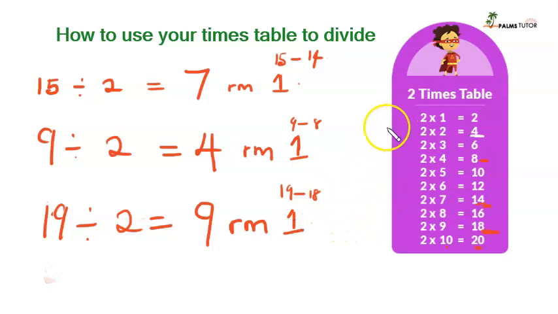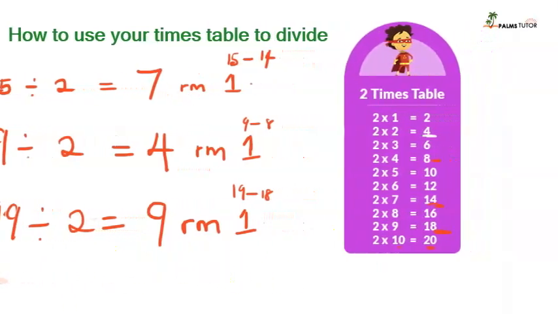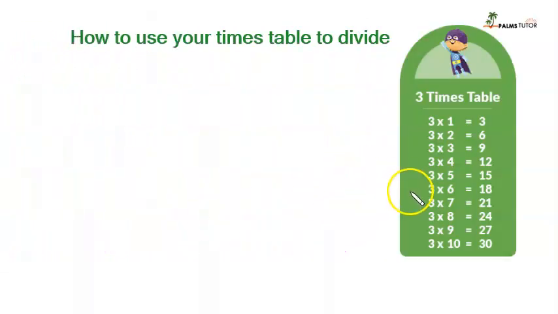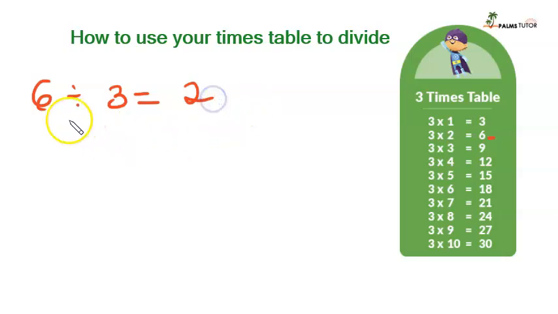So, using your times table will help you to be faster. And like I said, by the time you're in grade 3 or above, you should know all of this times table up front, right? So let's see the 3 times table. I have 6 divided by 3. What do I multiply by 3 that gives me 6? Let me see. This is 6 on the times table. And what is it that we multiply by 3 that gives us 6? 2. So 6 divided by 3 is 2.